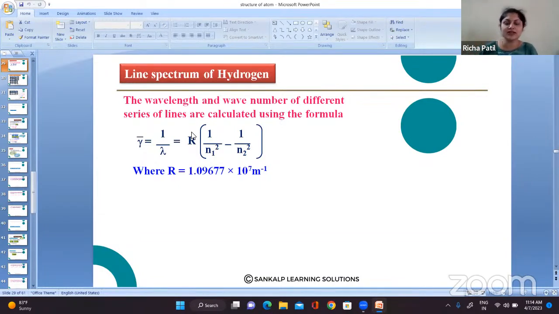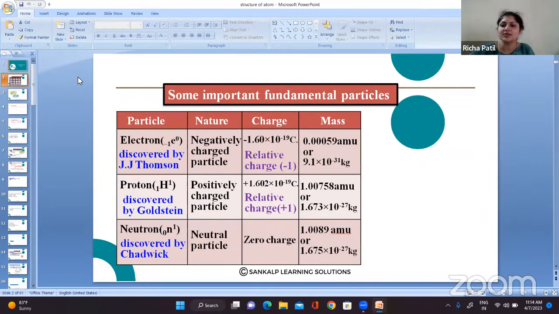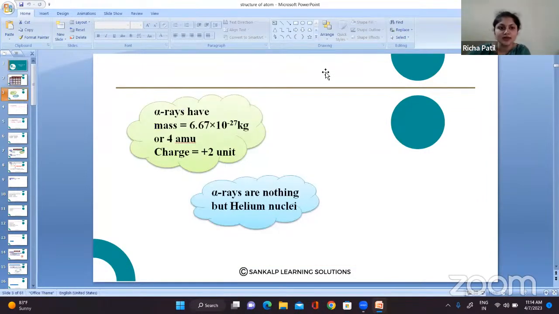Yes, good morning, students. Yesterday we were discussing the structure of the atom, so today we'll continue that. Last class we discussed the atomic models, right? First we discussed the fundamental particles, the different subatomic particles of an atom, which are the electron, proton and neutron. We saw their charges and masses.